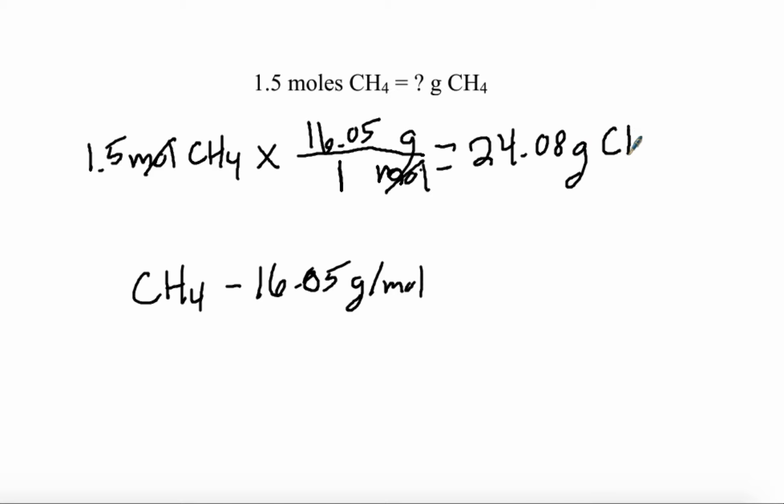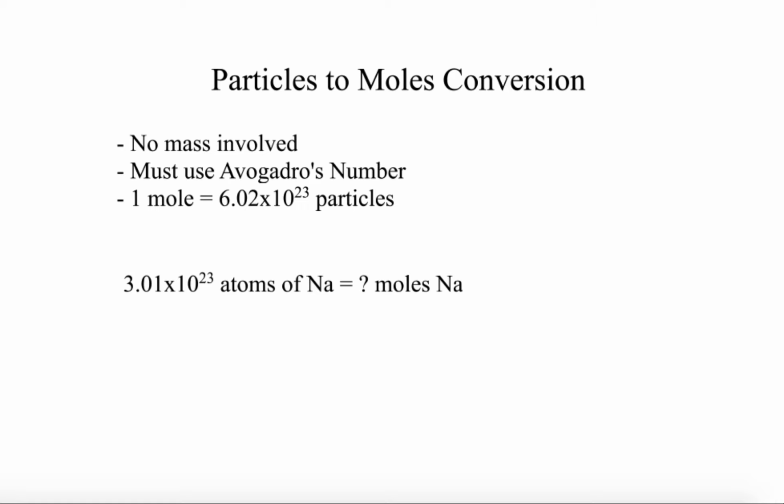And we always want to label with the substances as well. So grams of CH4. Okay, so particles to moles is really no different, except this time there's no mass involved. Anytime you do any kind of conversion, you have to know something that relates the two units together. So in this case, we're going to use Avogadro's number. Basically, that 1 mole is equal to 6.02 times 10 to the 23rd particles. Okay, so here we'll actually be able to count how many particles, atoms, molecules, whatever it is that we're going to be having.